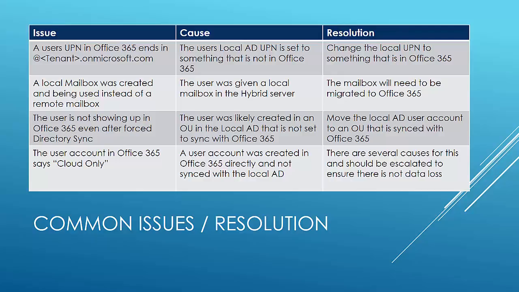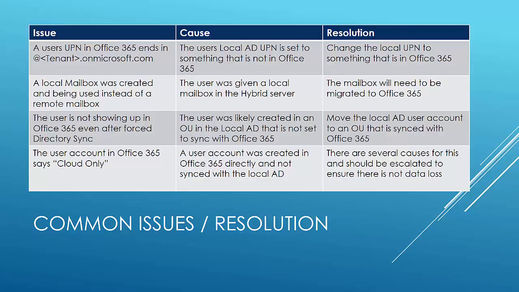So for Microsoft.com, if it was set to Microsoft.local, their UPN is going to be Microsoft.onmicrosoft.com, which is kind of redundant, but I kind of like it. So the resolution to that is to change the local UPN to something that is in Office 365. It's probably going to be in their domains list when you do the user creation in the UPN. You hit the drop down, it's probably going to be in there. So you're going to want to make sure that that's changed. Once that's done, all you have to do is synchronize it. It'll change itself in Office 365 and you're good to go.